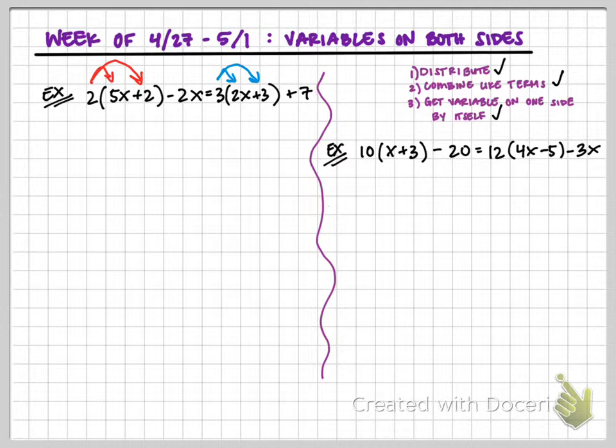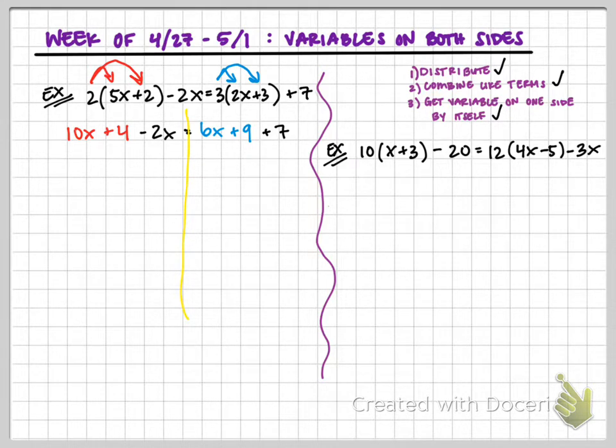Okay, so first one, 2 times 5x, that gives me 10x. 2 times 2, that gives me 4. Let me go ahead and drop down the negative 2x. Make sure you are not distributing the 2 with the negative 2x because the negative 2x is not inside the parentheses. And then I'm left with, on the other side, 3 times 2x, which gives me 6x. 3 times 3, which gives me 9, and then bring down the positive 7.